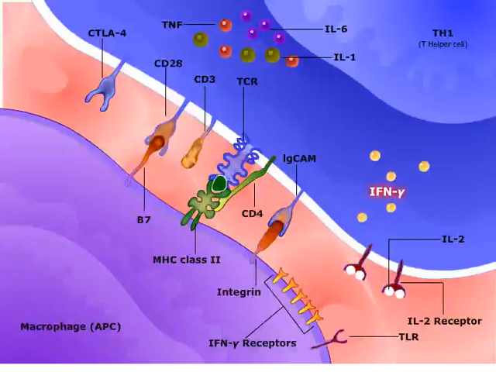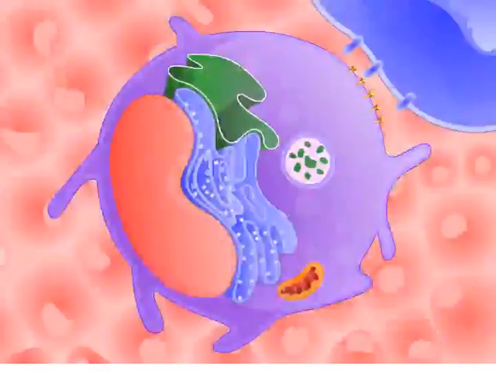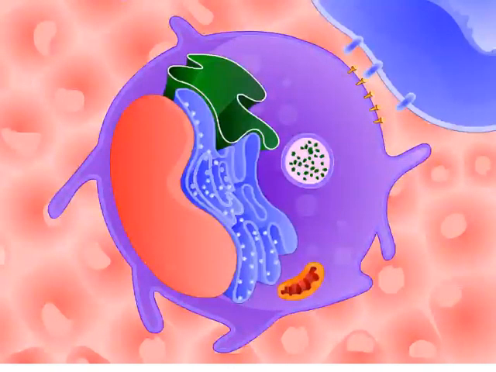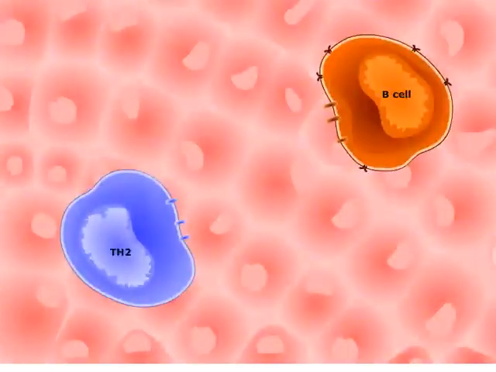T helper 1 cells produce interferon gamma. When interferon gamma interacts with macrophages, this increases their phagocytic ability and their capacity to digest pathogens. Now, let's proceed with the interaction of the CD4 T helper 2 cell with B cells. CD4 T helper 2 cells only activate those B cells that recognize the same antigen as they do.